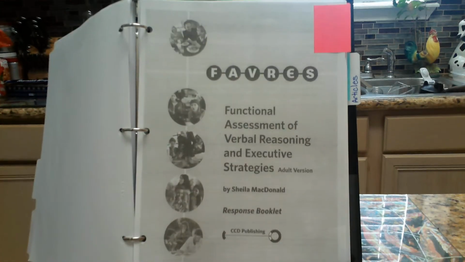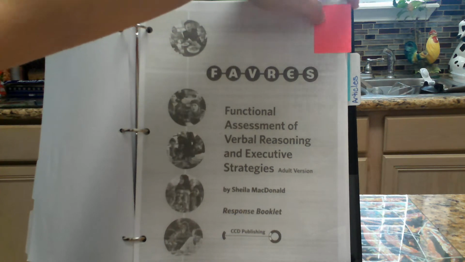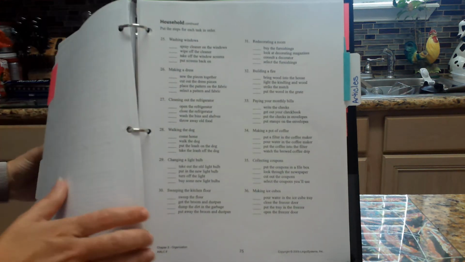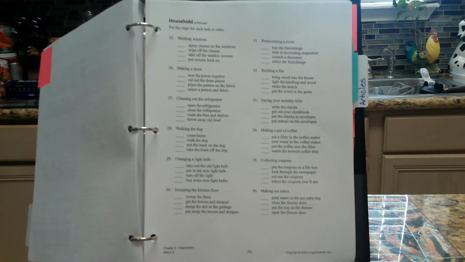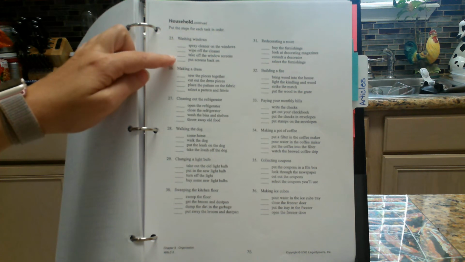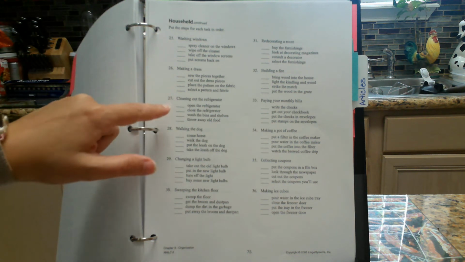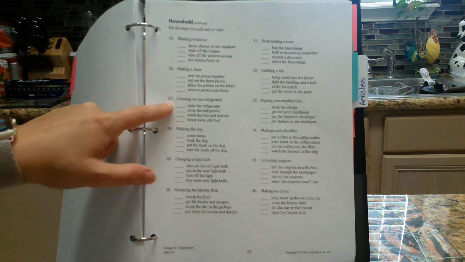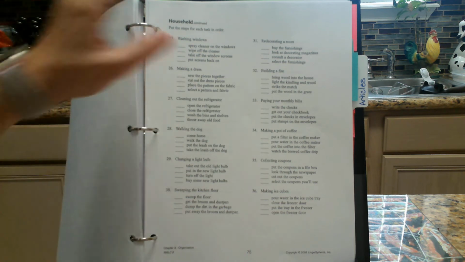For this, I chose the functional assessment of verbal reasoning and executive strategies as the assessment. I have a lot of everyday activities and how they can function using everyday activities. For example, this is just putting the sequence in order to making a dress, or cleaning out the refrigerator. What comes first? Open the refrigerator, close the refrigerator, wash the bins and shelves, throw away old food, and so on.